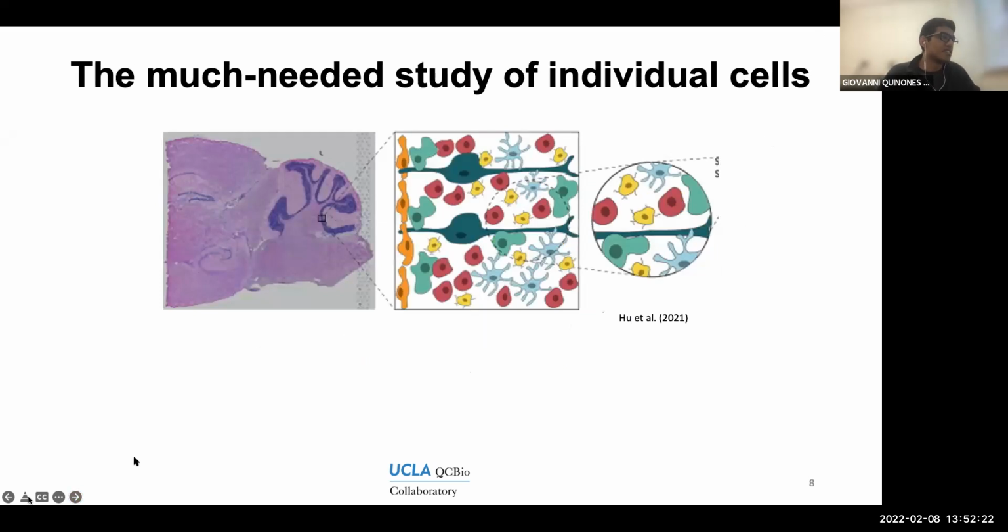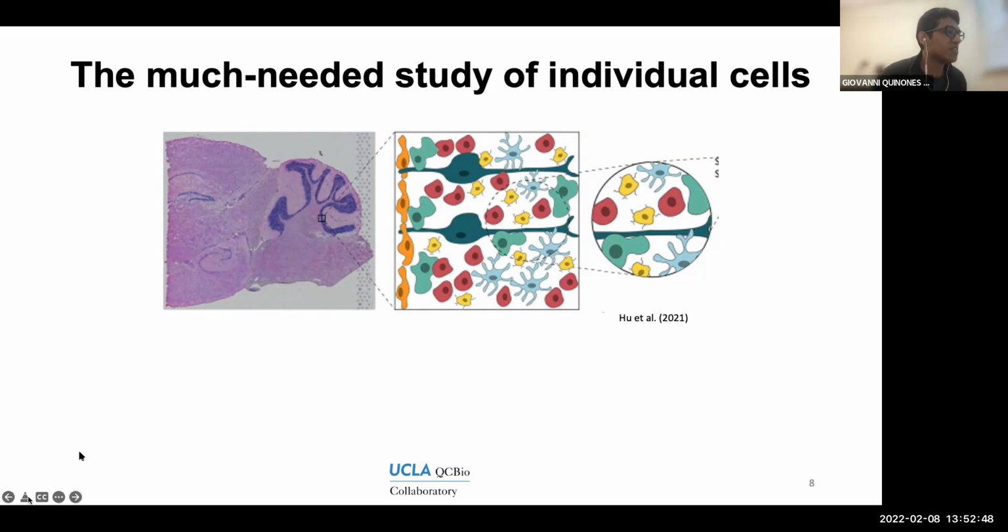Now, the study of individual cells was actually much needed, and it's something that's been pursued for a very long time. You may wonder, what is really the advantage of getting a signal for every individual cell as opposed to getting an average signal for a tissue?